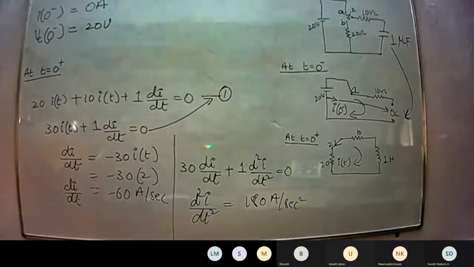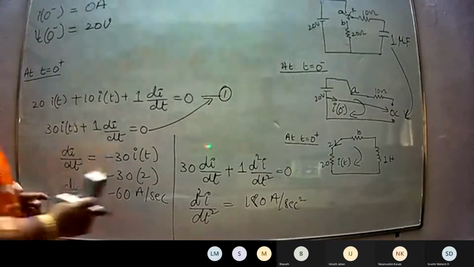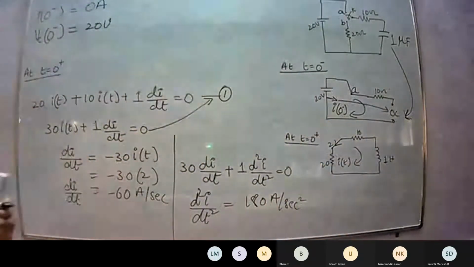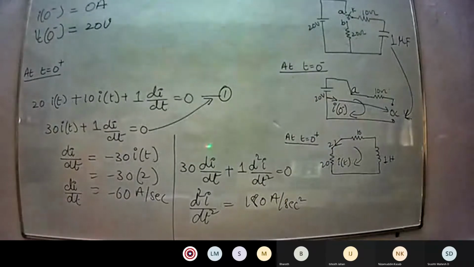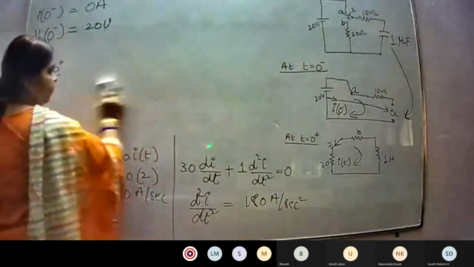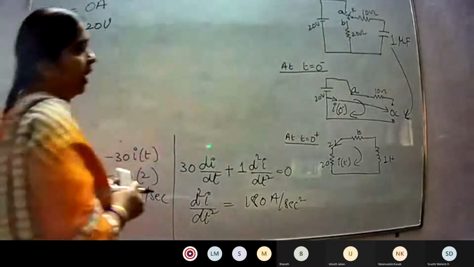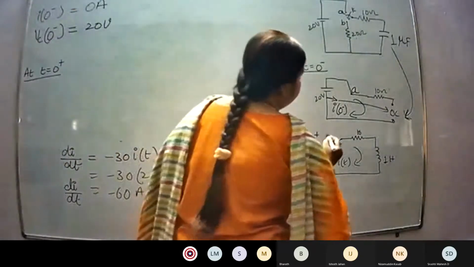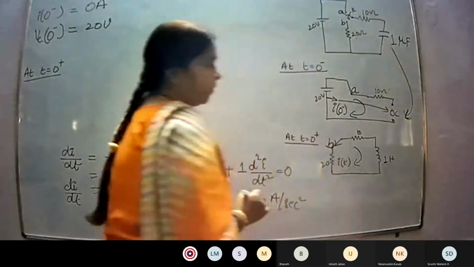Okay, that concept should be clear. When it is open, just the voltage, that is the 20 volts at the source, will just appear at the open circuit. So at t is equal to 0 minus, we have that 20 volts. Next, at t is equal to 0 plus. So before going to t is equal to 0, at t is equal to 0 plus, where is the switch? The switch is at position B.